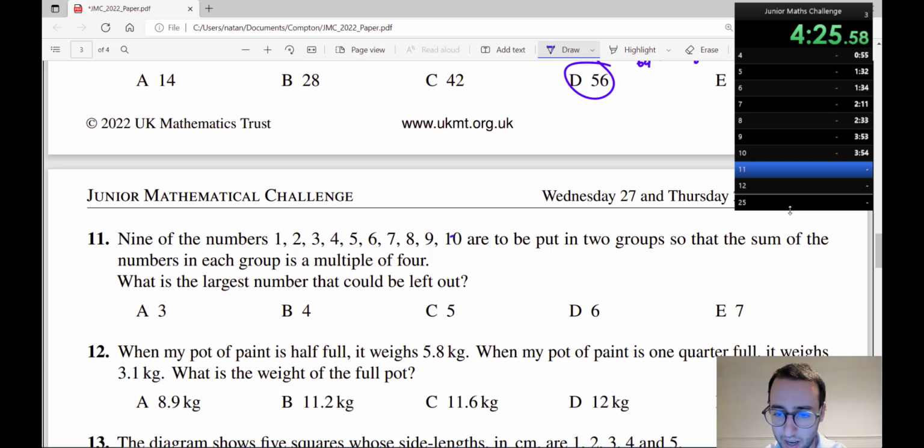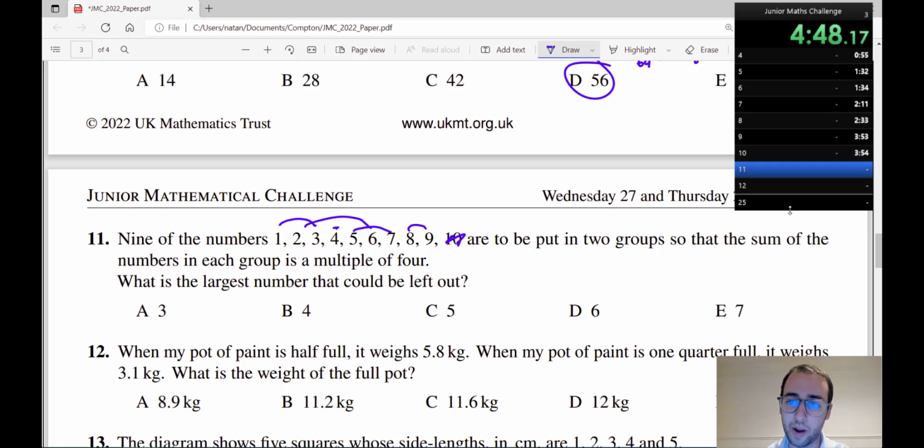Okay, if I get rid of 10, to make a multiple of 4, that makes a multiple of 4. That's a multiple of 4. That makes a multiple of 4. That makes a multiple of 4. That's 17.